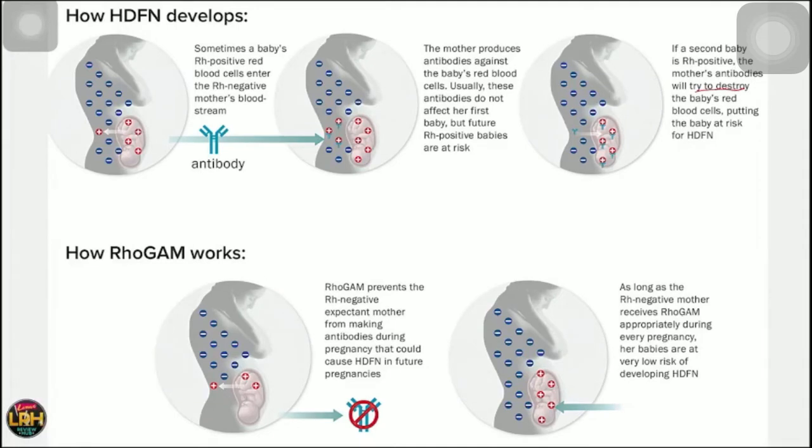So how does the ROGAM work? This ROGAM is said to be a prophylaxis, preventing this Rh negative expectant mother from making antibodies during her pregnancy. As long as the mother is receiving ROGAM appropriately during pregnancy, this would protect her and also the baby from hemolytic disease of the newborn.